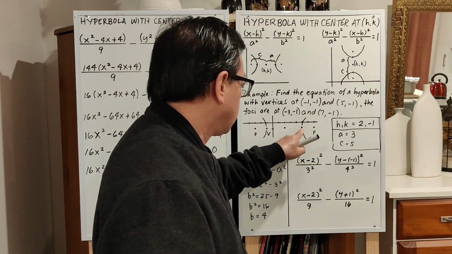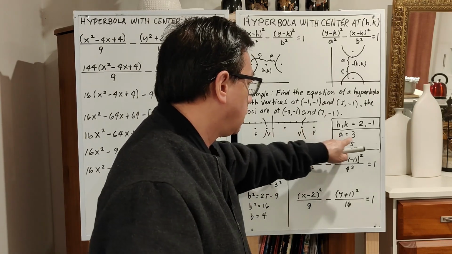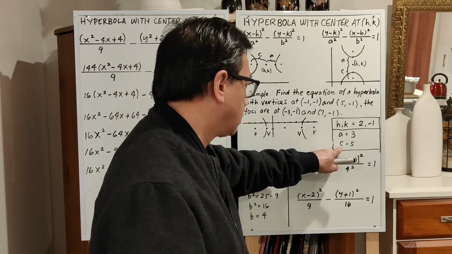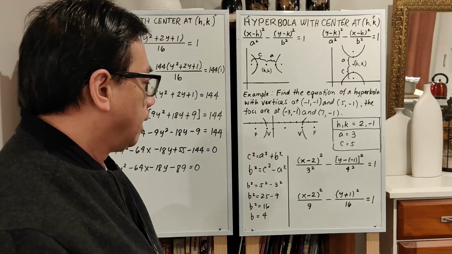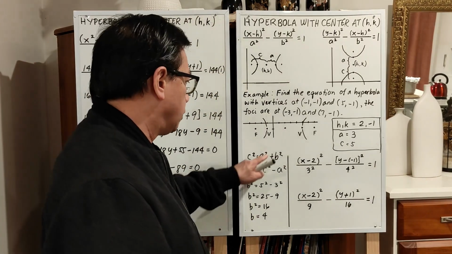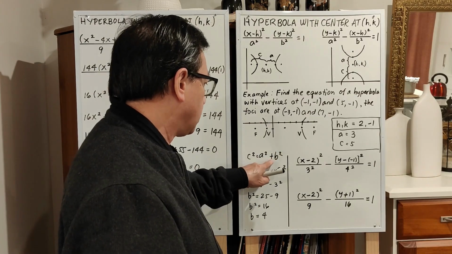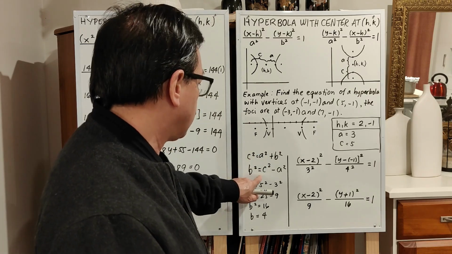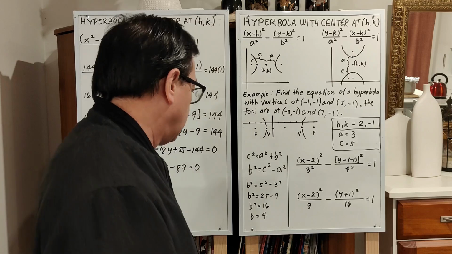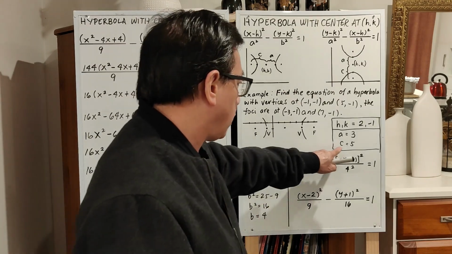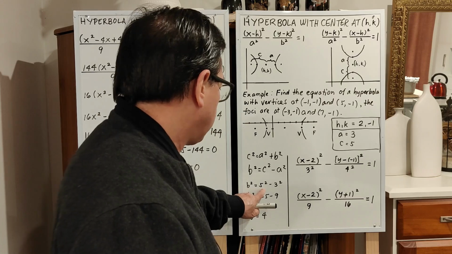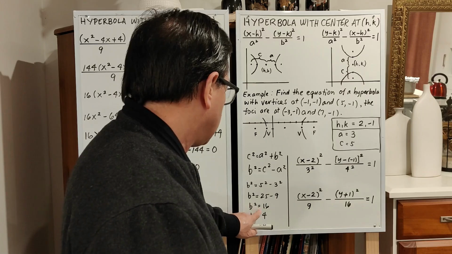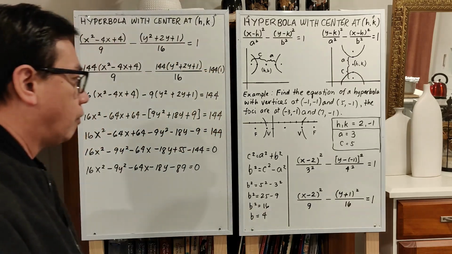Now the distance from the center to the vertex is 3 units, so your a is 3. The distance from the center to the focus is 5 units, so your c is 5. To get b, we use this equation: c squared is equal to a squared plus b squared. Rearranging, b squared is equal to c squared minus a squared. So we plug in the values of c and a. b squared is equal to 5 squared minus 3 squared, which is 25 minus 9. b squared is equal to 16. b is equal to 4.